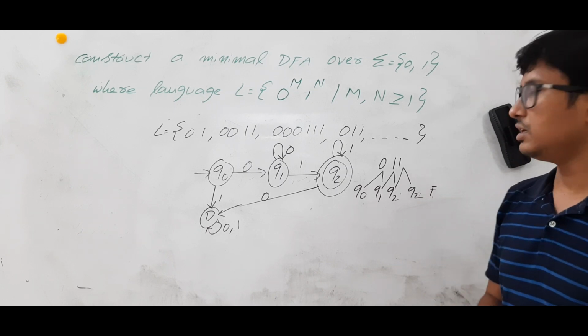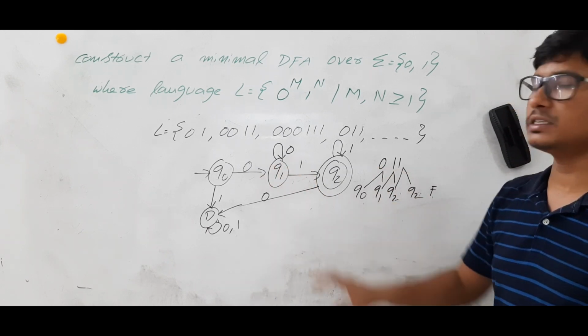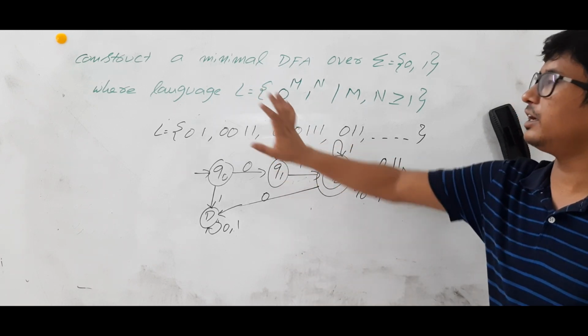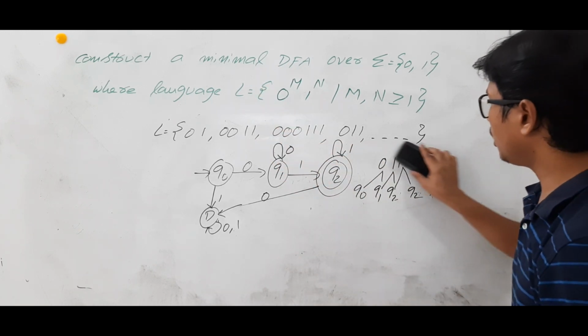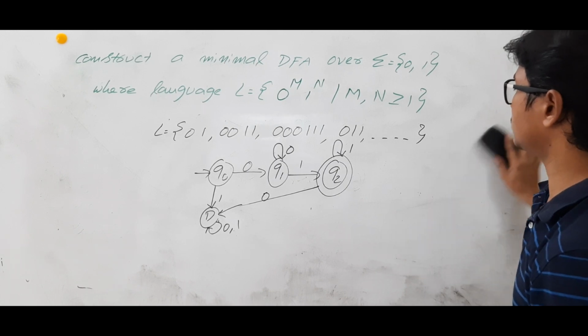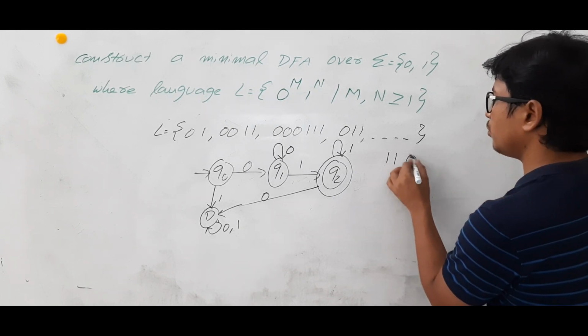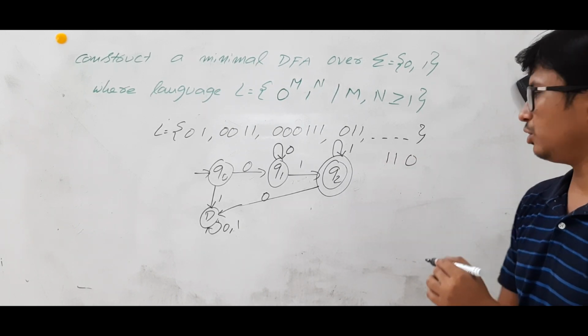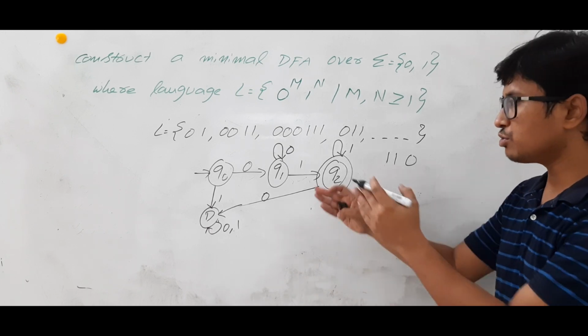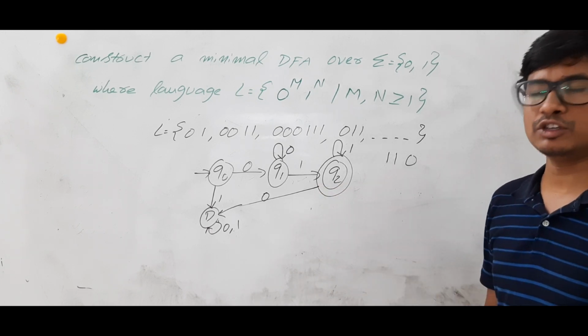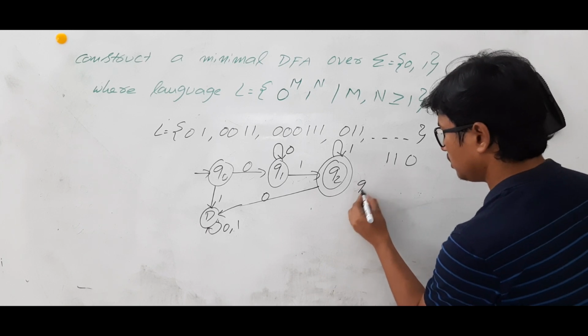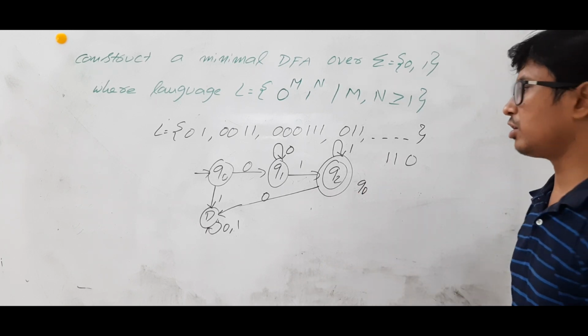So what can I say? The string 011 is accepted by the DFA and it belongs to language L. Now we will check a counter example. I will take 110. Does 110 belong to language L? No, it does not belong to language L. So what should the DFA do? The DFA should not accept it. Okay, let's check whether it is accepting or not accepting.